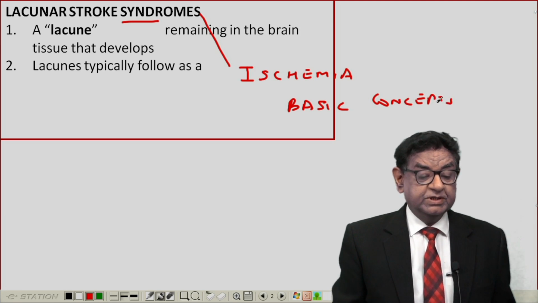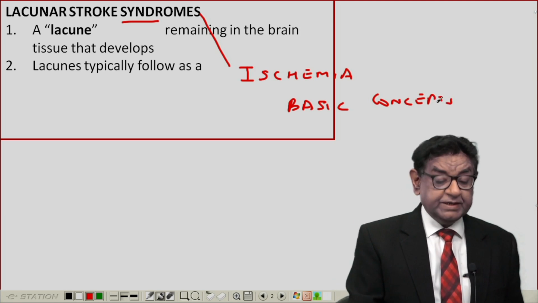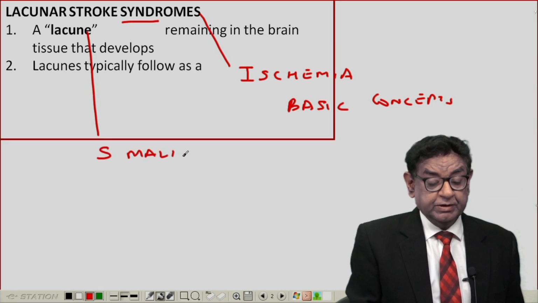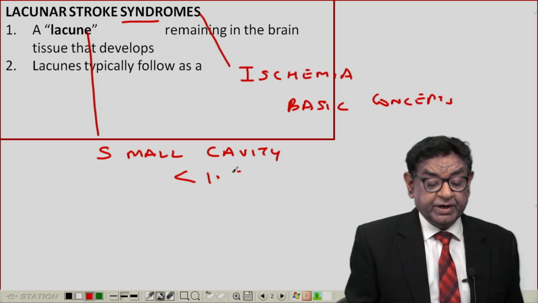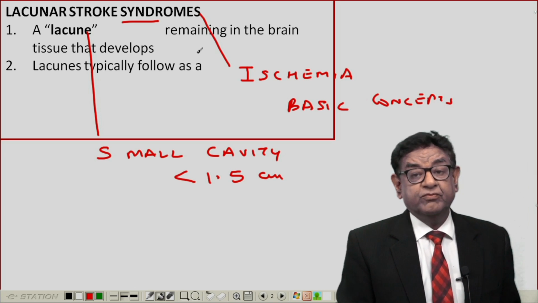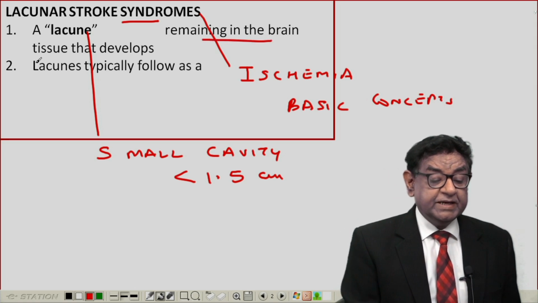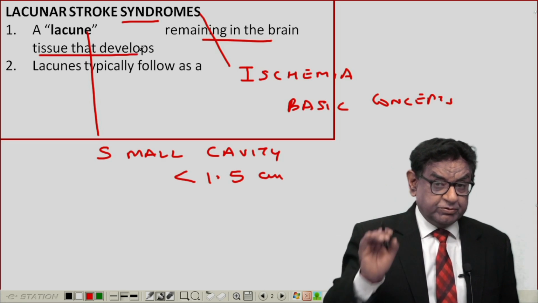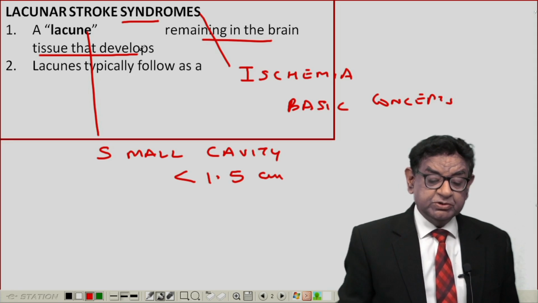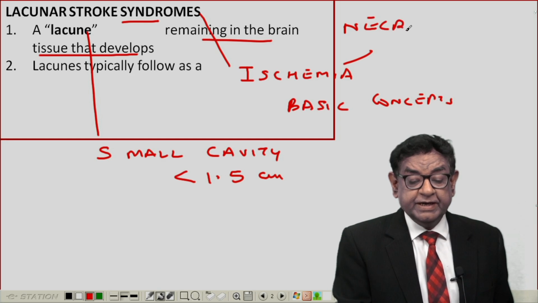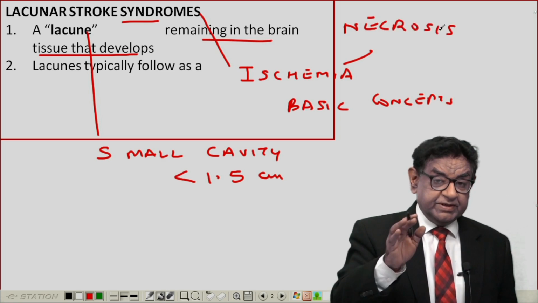What is a lacune? Lacune is a small cavity, and the size of the cavity is less than 1.5 centimeter. It remains in the brain tissue that develops. But I told you that lacunar stroke occurs due to ischemia. So the ischemia leads to necrotic tissue, necrosis of the brain, and scavenger cells.